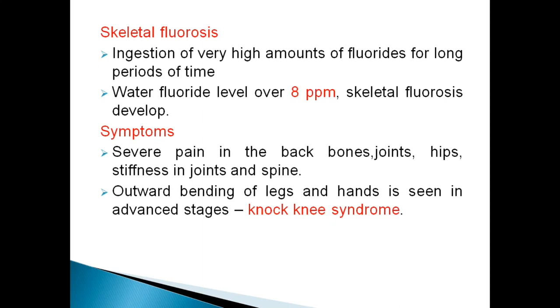The visible change that we can see in our bones is the crippling stage. It is a very bad situation because the bones will be crippled and their shape will change. That is the only state where we can see skeletal fluorosis, not like dental fluorosis. It happens only when the fluoride amount is more than 8 ppm. Symptoms will be severe pain in the back, bones, joints and hips, and stiffness, and there will be a special syndrome known as knock-knee syndrome. Usually we can bend our legs and hands only in one direction, but here we can bend legs and hands outward. That is knock-knee syndrome, a very advanced stage of skeletal fluorosis.